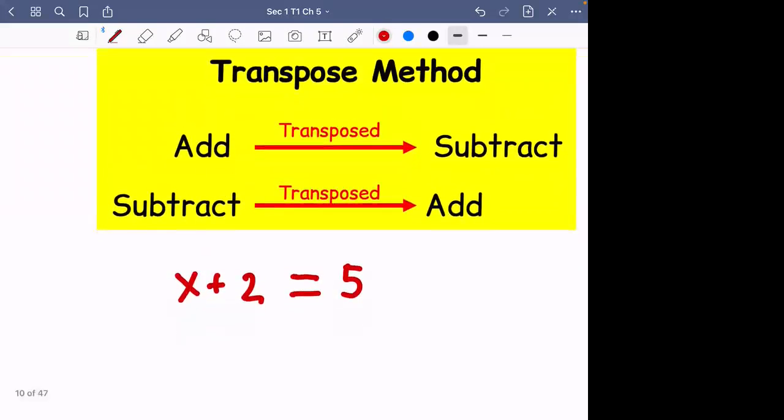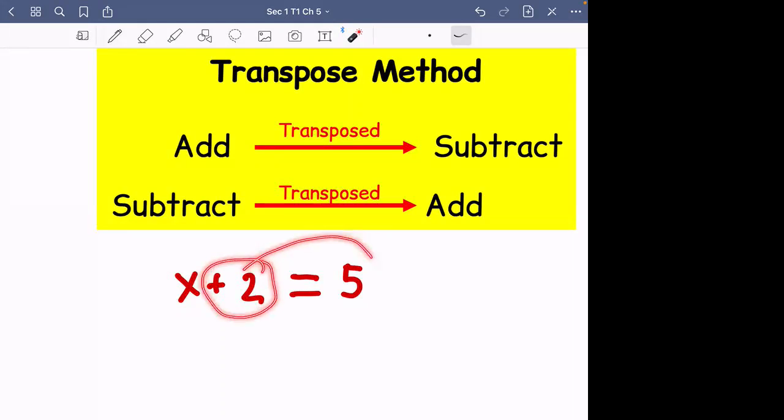Now, the keyword here is transpose. When you transpose, class, why do we need to remove 2 here? Because we need to isolate x, right? We need x to be alone on the left side or on one side of the equation. So in this case, since x is already positive, and x should always be positive, we should remove 2. So instead of minus 2, the keyword here is let's just transpose positive 2 to the other side of the equation. Remember that. Transpose positive 2 to the right side.